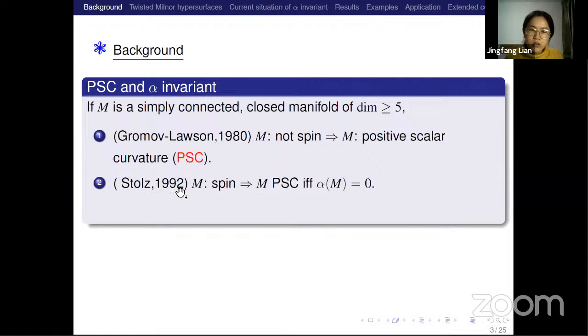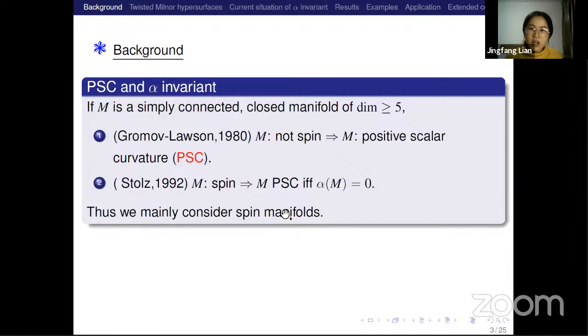And in 1992, Stolz showed that if M is spin, then the manifold carries positive scalar curvature if and only if the alpha invariant vanishes. Combined with these two results, we get that if the manifold is simply connected, closed, and of dimension at least 5, and it has positive scalar curvature, then this manifold is either not spin, or spin and its alpha invariant vanishes. Thus, we mainly consider spin manifolds.